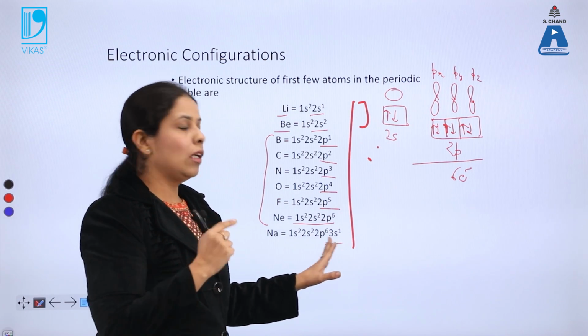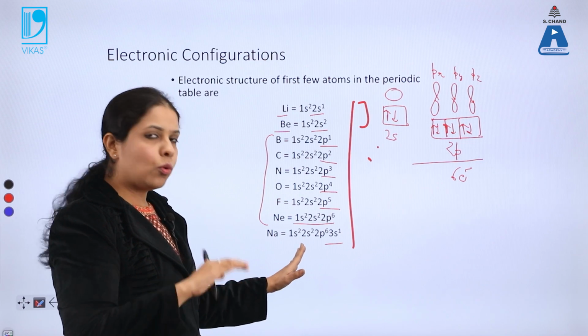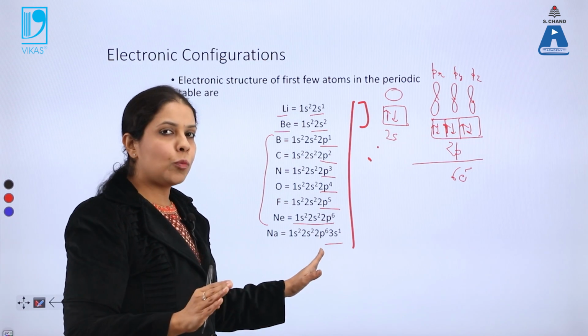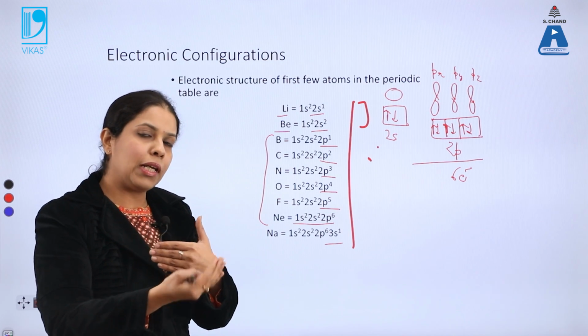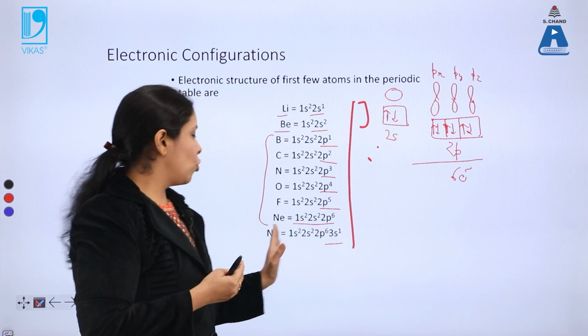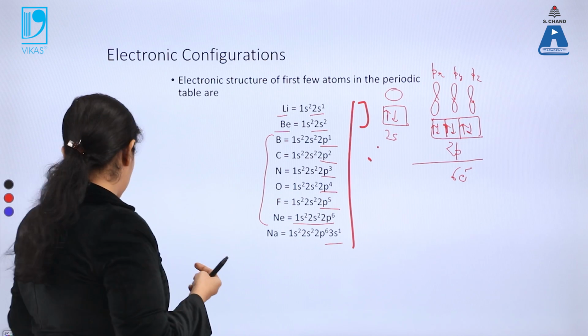So it would have 1s2, 2s2 completely filled, and the next orbital 2p6 completely filled. So the next electron will go to the next higher orbital, that is 3s1. So sodium has this electronic configuration.